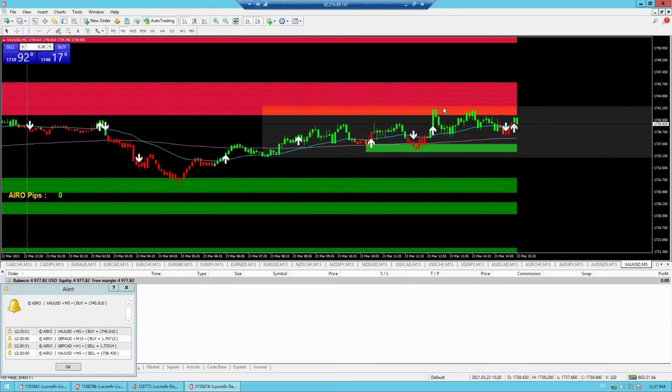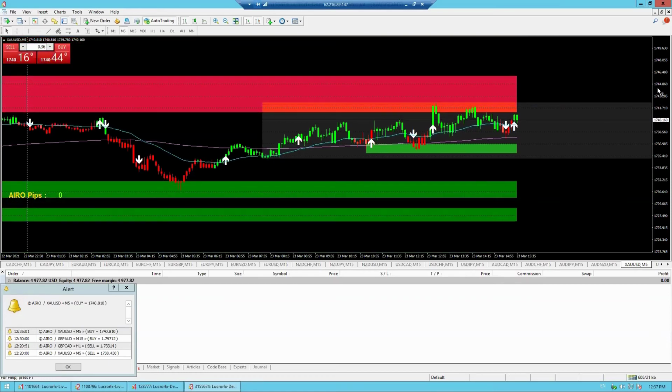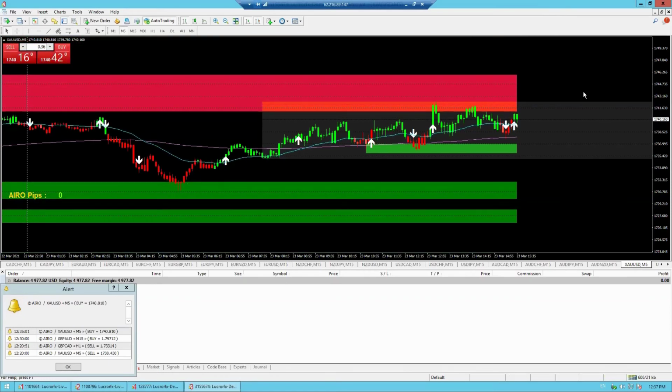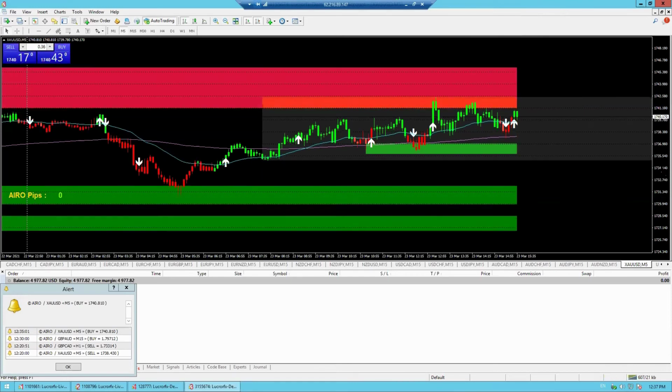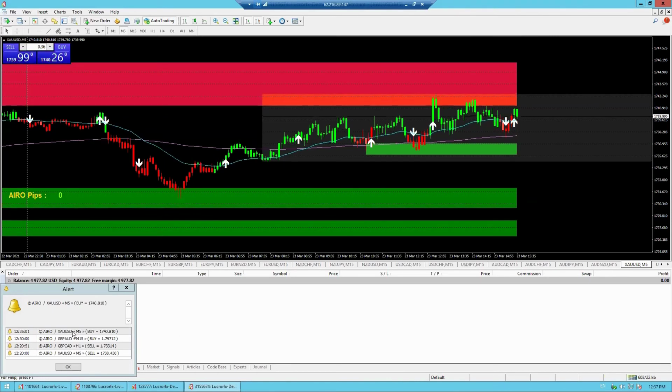But again, we don't want to be taking things when they're in zones that keep getting bounced and hit and hit and hit. If it breaks through, it's wonderful, because you usually get a nice big move, but you're really rolling the dice a little bit. We want to try and keep our odds in our favor. So I'll pass on that trade.